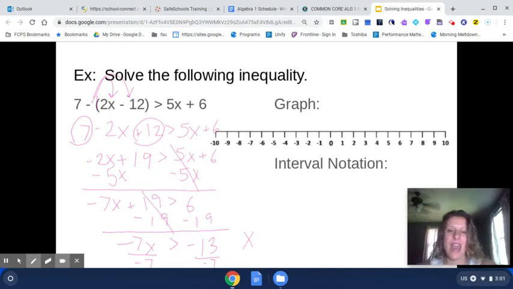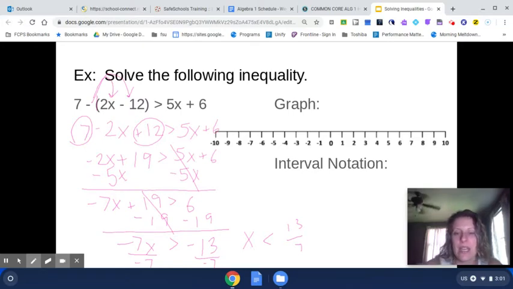So we have x is less than 13 over 7. Negative divided by a negative makes a positive, so I got rid of those negative signs. 13/7. Okay, 13/7 goes almost 2 times, right? It's 1 6/7. So 1 6/7 is going to be very close to 2 on the number line.